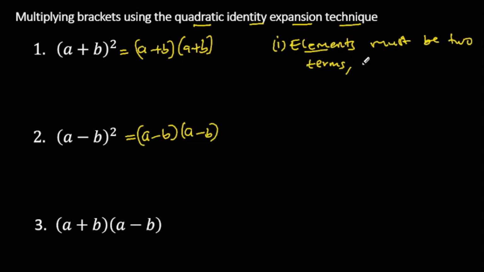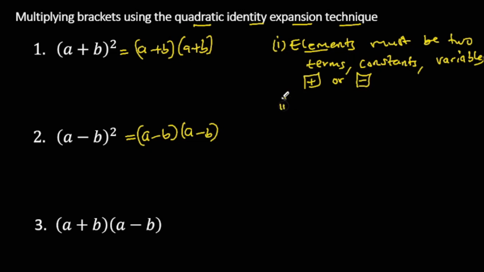They can be constants, and they can be variables, or a combination of any of these. But they must be separated by either a positive sign or a negative sign.